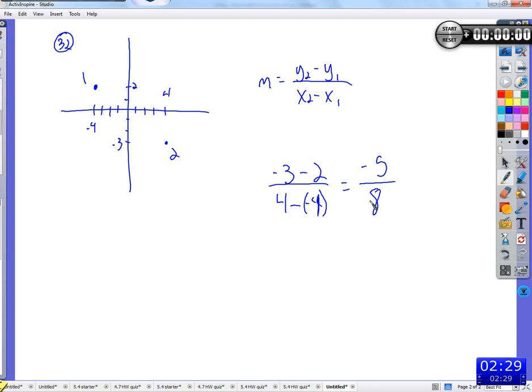If you were to do it the other way, call the other point 2, and the point that I called 2 you called 1, you would just get 5 over negative 8, that's the same thing. Negative divided by positive is negative, and positive divided by negative is negative. Negative 5/8, or 5 over negative 8, or negative 5 over 8, it's all the same.